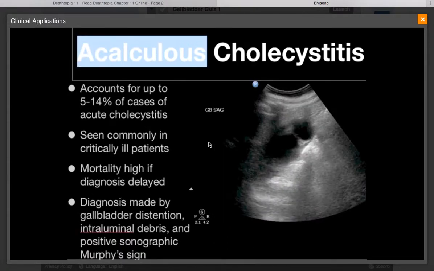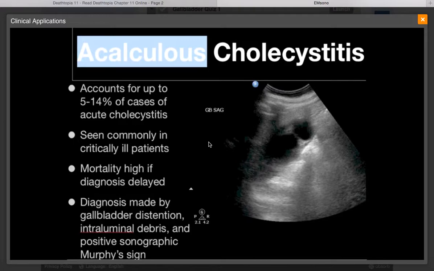Acalculous cholecystitis accounts for up to 5 to 14% of cases of acute cholecystitis, and it is seen commonly in critically ill patients. The mortality rate is high if the diagnosis is delayed. Diagnosis is made by the presence of gallbladder distension, intraluminal debris, and a positive sonographic Murphy sign.